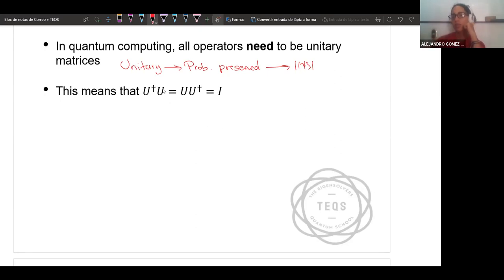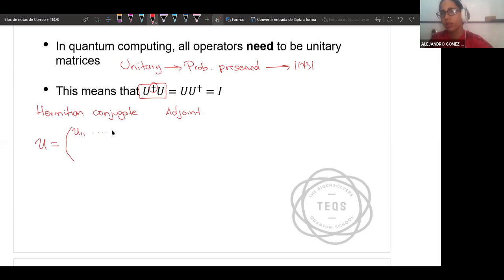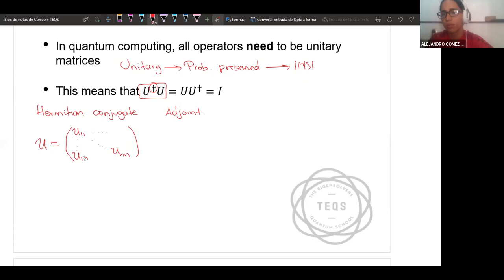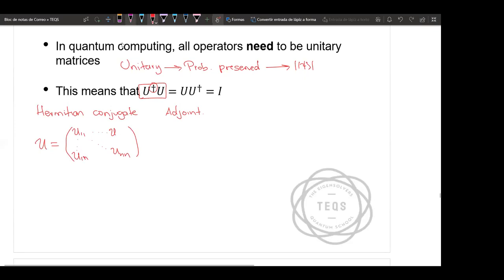And the definition of unitary matrices is the following. So we need to compute the Hermitian conjugate. Hermitian conjugate is just the conjugate transpose, or it's also called the adjoint. But well, let's say the conjugate transpose matrix. So if we have a matrix U, whose components are this way, this is N1, this is 1N.